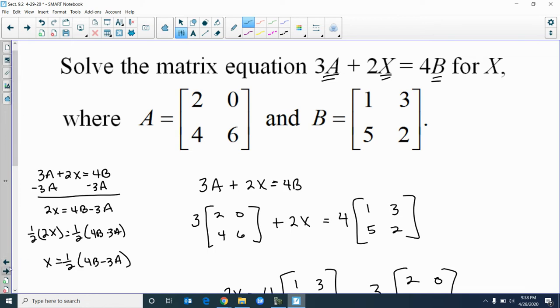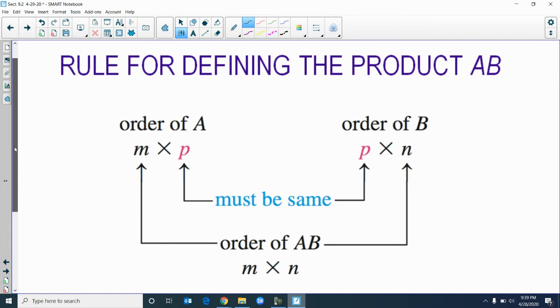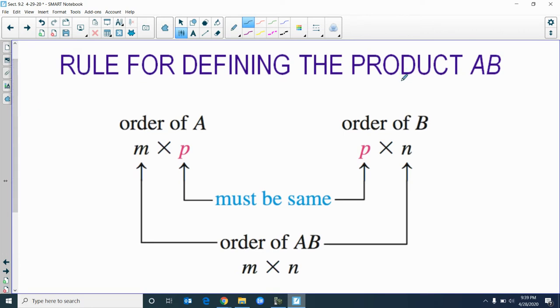So we've added and subtracted. We've multiplied by a scalar. We've taken a matrix equation and solved. Now here's one of the more important things: multiplying matrices. For adding and subtracting, matrices have to have the same dimensions. They can have the same dimensions, but that doesn't mean they can be multiplied together.